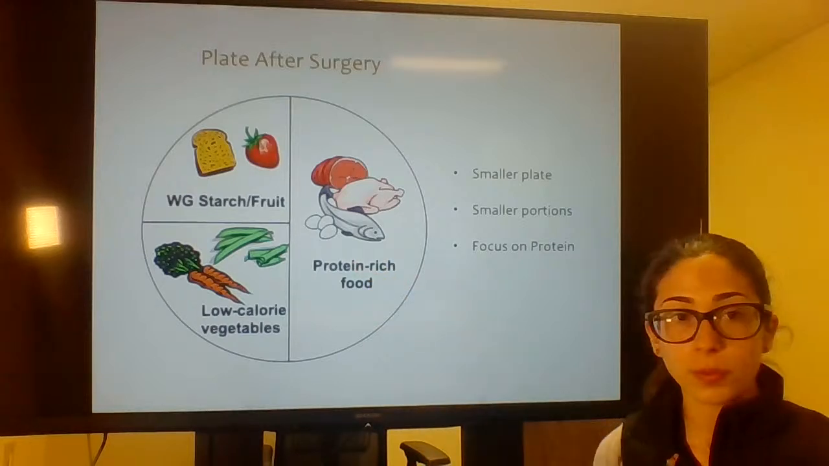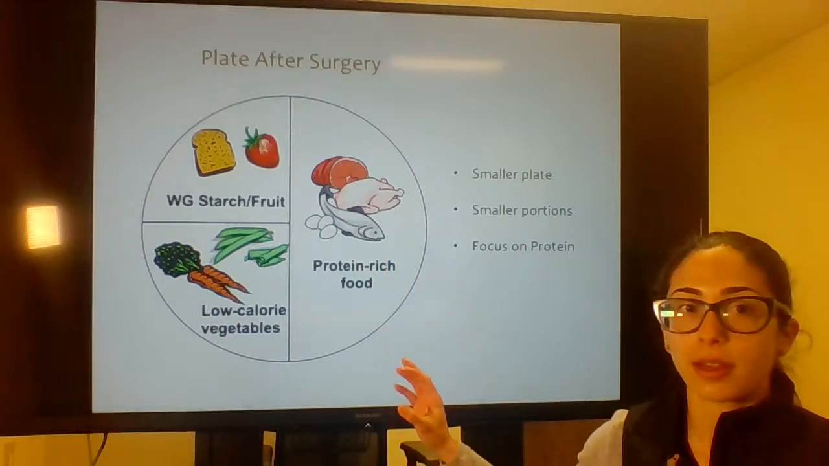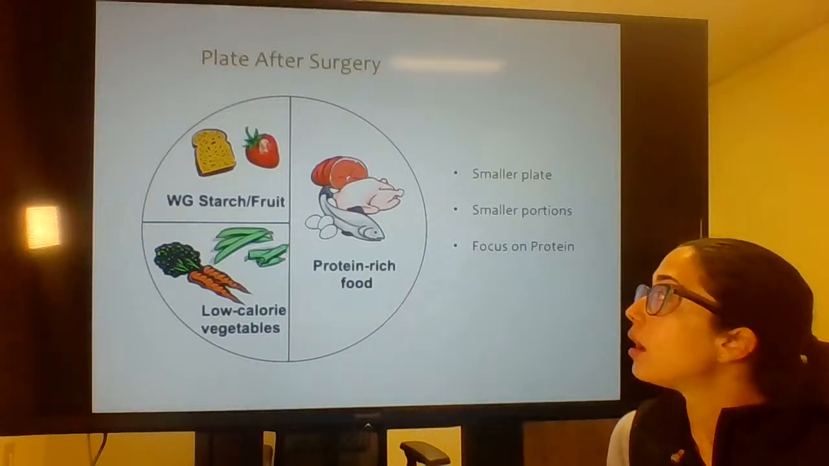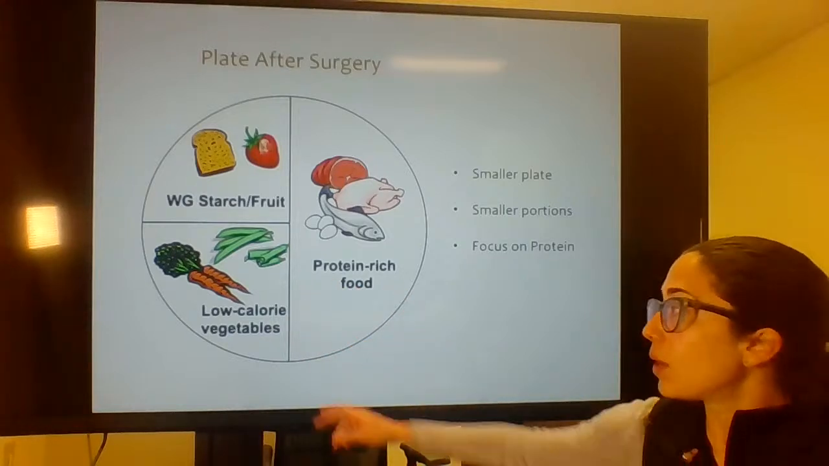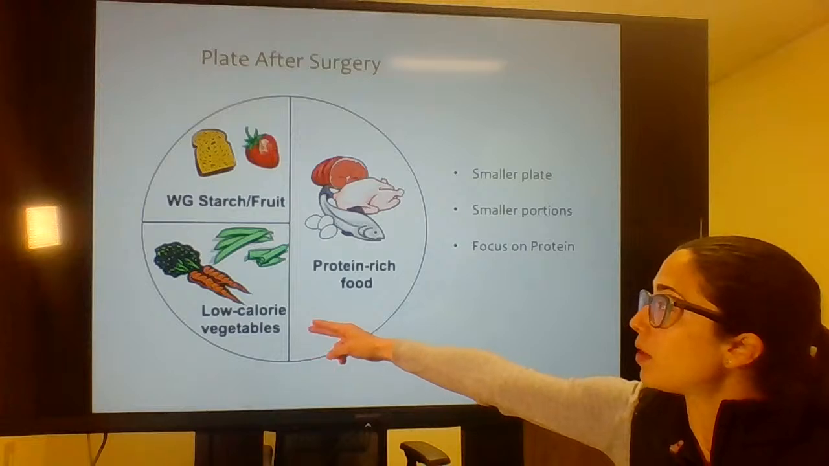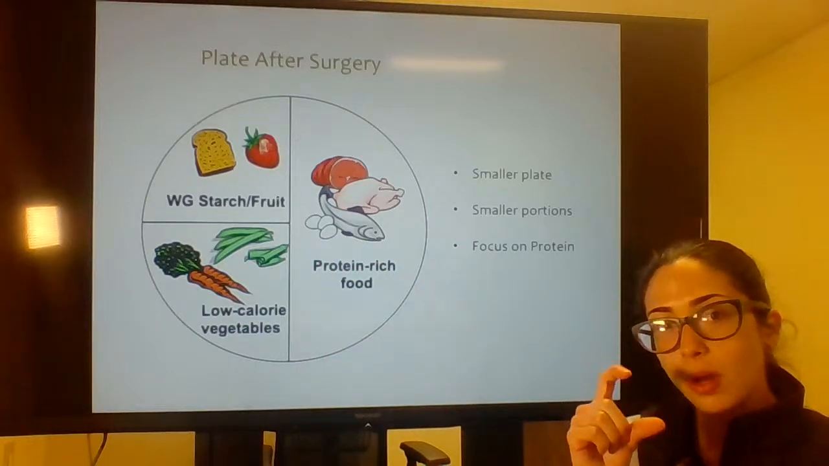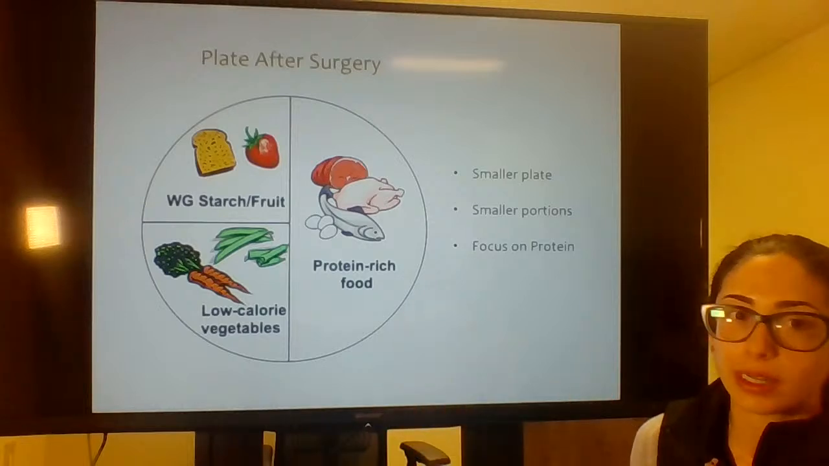And then the other food groups, they're still important. It's just that they're not going to be as much in quantity compared to your protein intake. But your vegetables, your low carbohydrate vegetables, your starches, and your fruit are also part of the plate, but they're going to be very small portions compared to your protein.